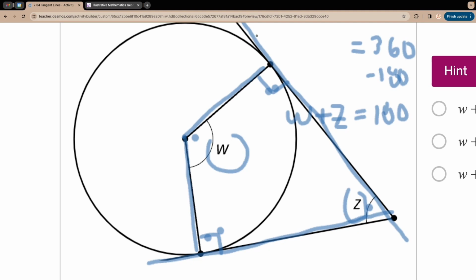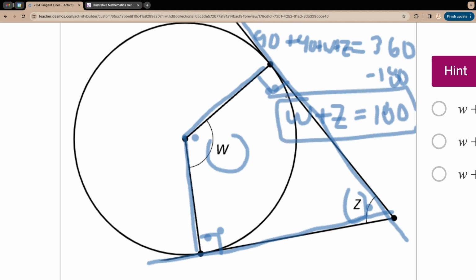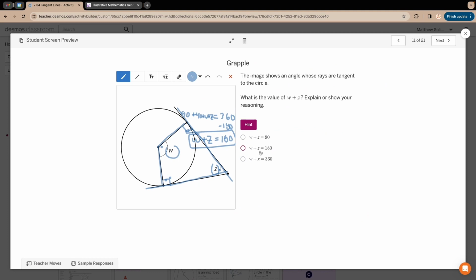We basically started with 90 plus 90 plus W plus Z. Those four angles add up to 360. Move the 90s to the other side, subtract 180. So we're left with W plus Z equals 180. So this is an example of how to solve problems with angles looking at tangent lines.